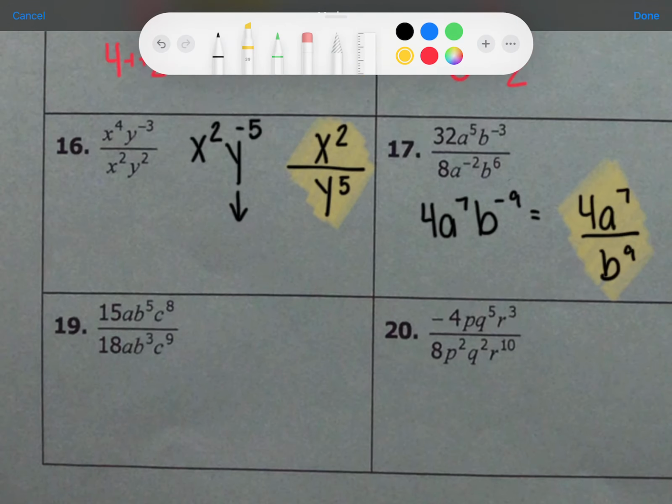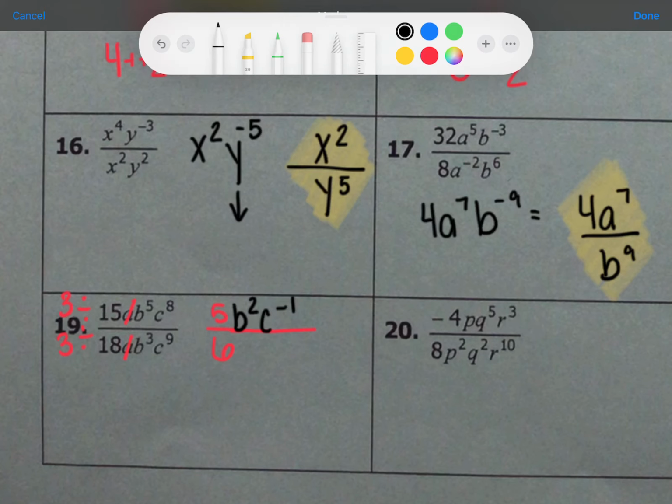All right, number 19. 15 does not divide by 18, but I can reduce that. And so when I reduce that, they both can go by what, 3? So I can divide both by 3, so that gives me 5 on top. And I'm going to go ahead and draw my big fraction bar here so I can go ahead and disperse stuff. And 6. My A's, 1 A take away an A is no A's left. My B's, let's see here, 5 take away 3 is 2. And my C's, 8 take away 9 is negative 1.